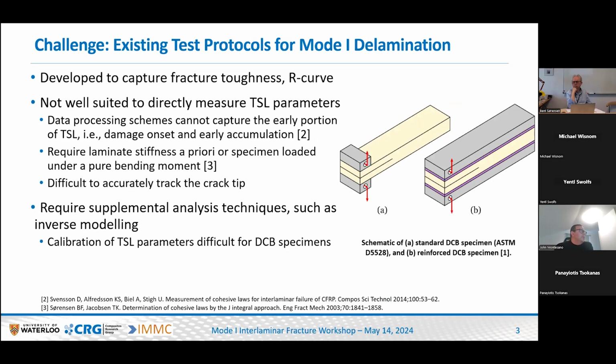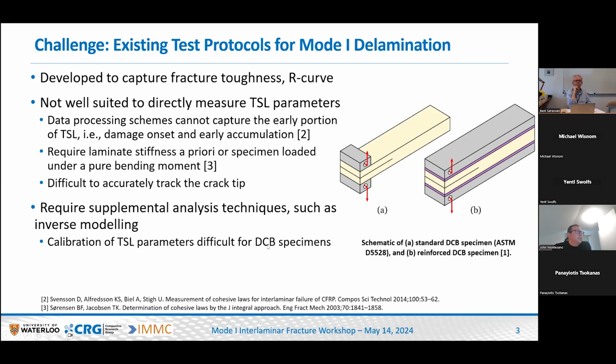The challenge, of course, is if we consider some of the existing testing protocols, including the DCB specimen, which Federico gave a nice overview of the advantages and disadvantages, and also the previous presenter with regards to a reinforced DCB specimen, sort of analogous to what's shown here. One of the challenges with these specimens is that they have been developed to capture fracture toughness or the R curve. They're not well suited generally to directly measure traction separation law parameters.